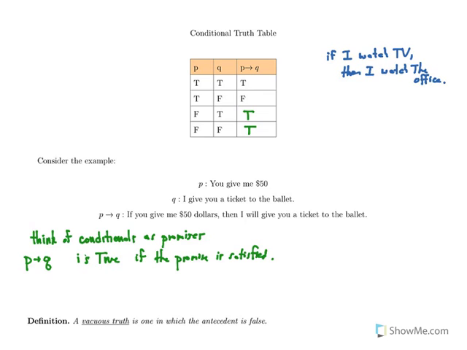If the antecedent is false, then it's not even true that I didn't watch The Office. The whole concept doesn't even make sense, right? I'm not watching TV, so it doesn't even matter to talk about what I would watch if I do watch TV. With the $50 in the ballot, if you don't give me $50, then we're not even talking about a ticket. The whole thing doesn't make sense. So it's just true by default. It's a vacuous truth.